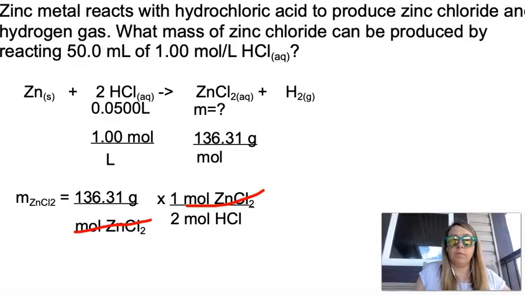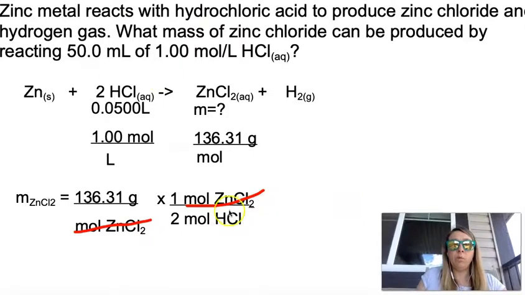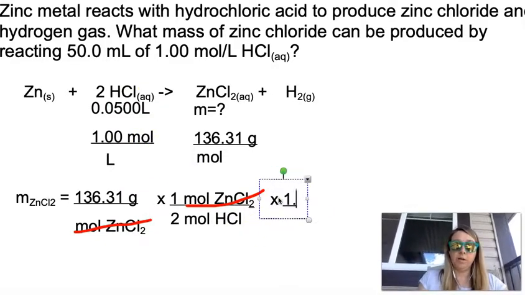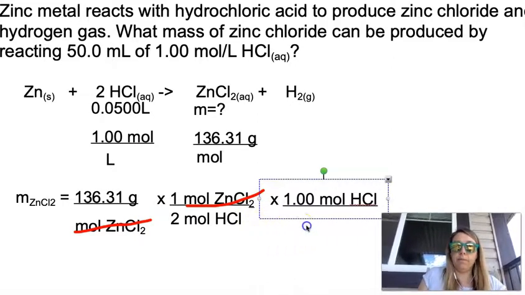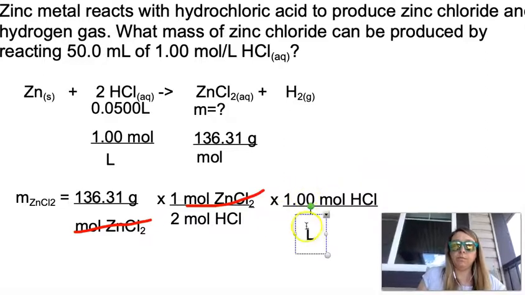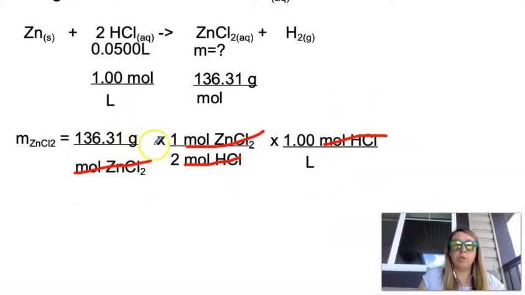Next unit we need to get rid of is going to be that hydrochloric acid. So to get rid of moles of HCl, we look at HCl. Here we have moles of HCl. It's on the top, which is where we need it to be able to cancel it out. So we're times by that 1.00 mole of HCl per liter. Okay, so now we look at our units and we're now able to get rid of moles of HCl. So last unit we need to get rid of, so that we're left with just the grams, which is what we want, is this liters.